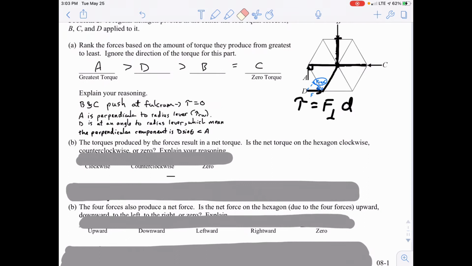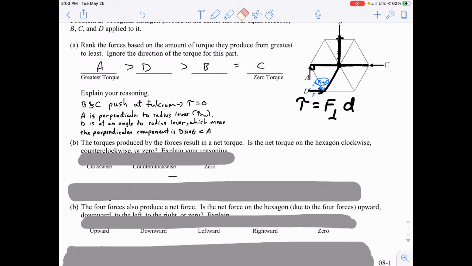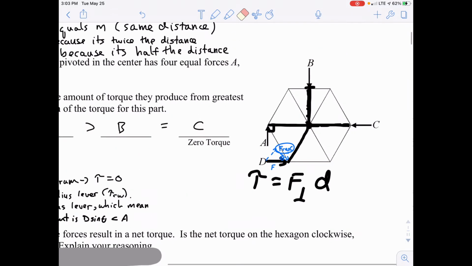Part B, the torques produced by the force result in a net torque. Is the net torque on the hexagon clockwise or counterclockwise? Explain your reasoning. Well, these forces do not contribute a torque. No torque, no torque. That's the greatest torque. This is the lowest torque. This would cause the hexagon to spin in the counterclockwise direction.